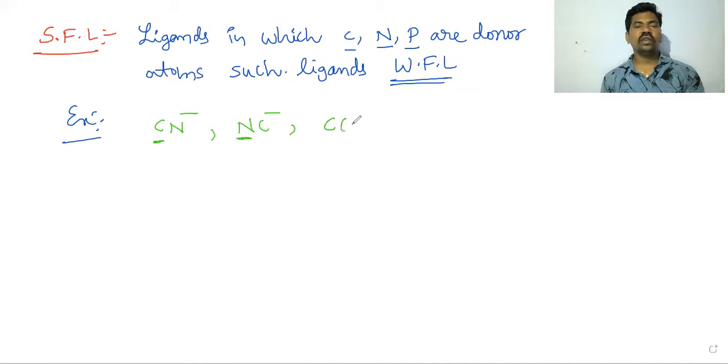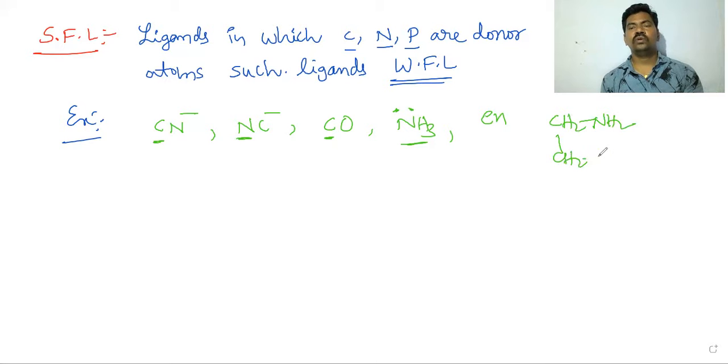Then carbonyl CO. In such case, carbon is a donor atom. Then NH3. Here nitrogen is a donor atom. It has a lone pair, so it can donate electrons to the metal atom. So it is a strong field ligand. Then ethylene diamine, CH2 NH2, CH2 NH2. Here nitrogen contains a lone pair, which will be donated to the metal atom. So it is a strong field ligand.